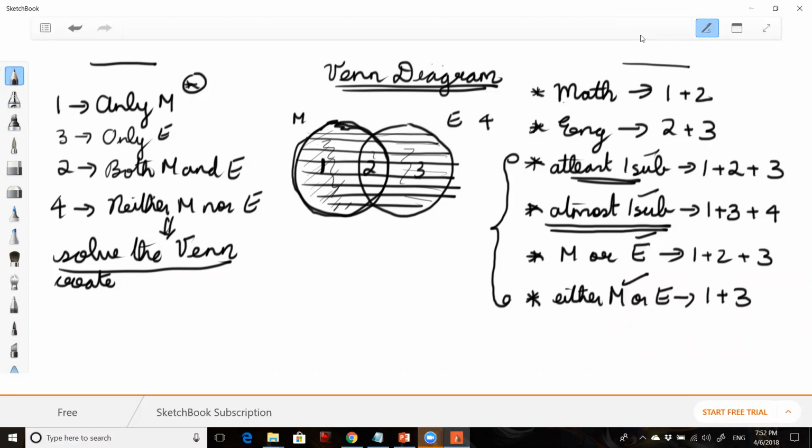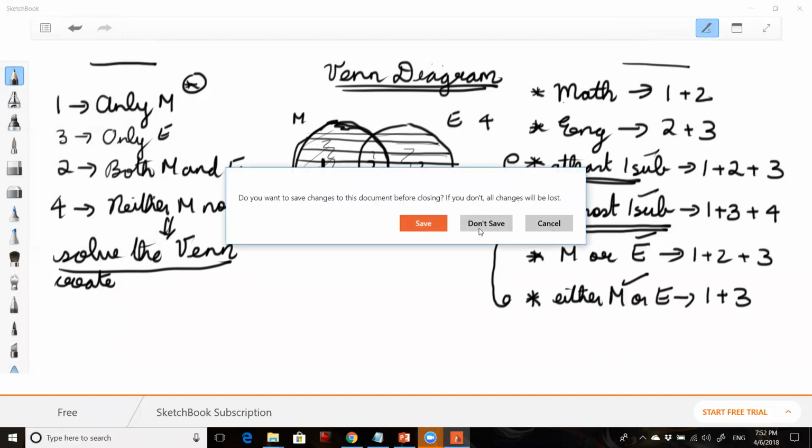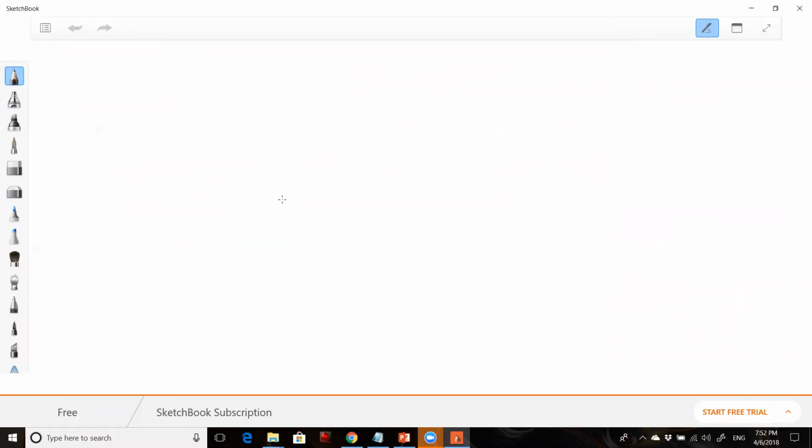Because I'm going to now move on to a 3-set Venn diagram also. Before I go into that, I will obviously give you a question here to show how to solve a 2-set Venn diagram, then go to a 3-set. So I'm going to start off with a very, very simple question, just to consolidate whatever you've learned so far.